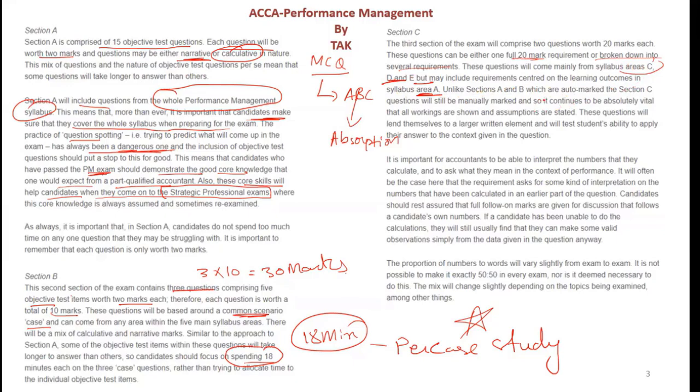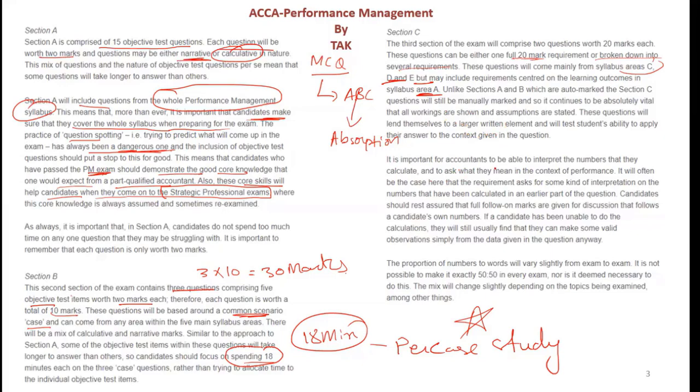So for the case study for section C, you should know the whole of the book, but specifically for syllabus areas C, D, E, you should know them very strongly, so that you would not miss the key areas that will be examined in section C.